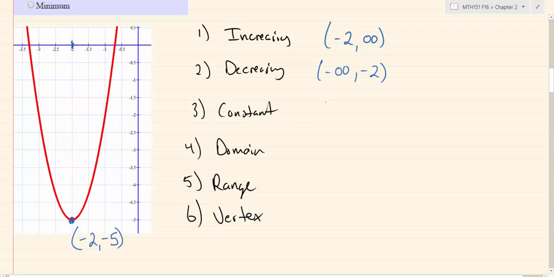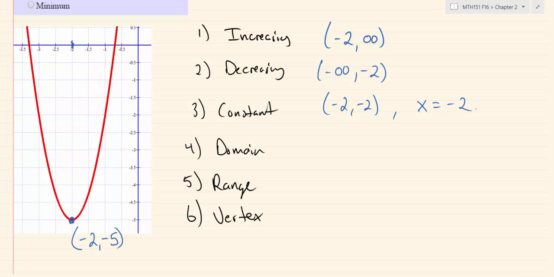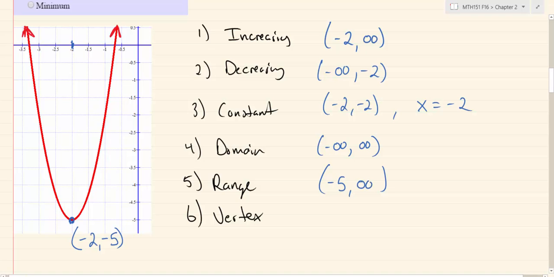So we could write this two ways. We could say negative 2 comma negative 2, which really isn't much of an interval, or you could say x equals negative 2. What's the domain? What are the possible x values? And again, assume that there are arrowheads on this thing, so it keeps going up and out forever. Negative infinity to positive infinity. What is the range? Negative 5 to infinity.